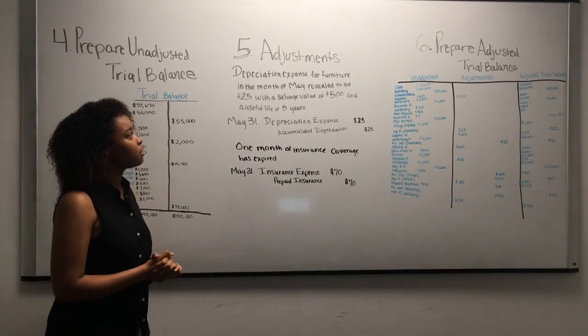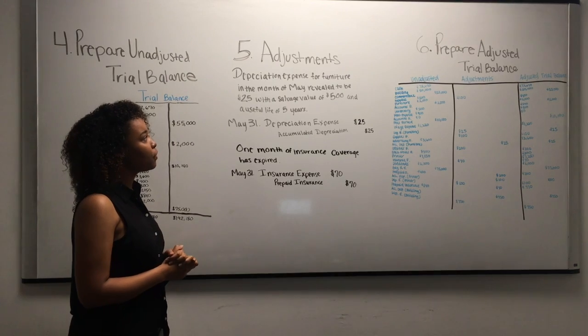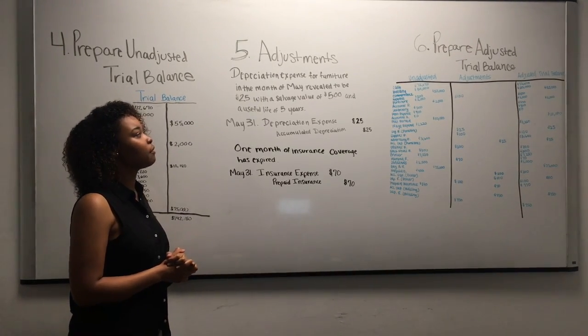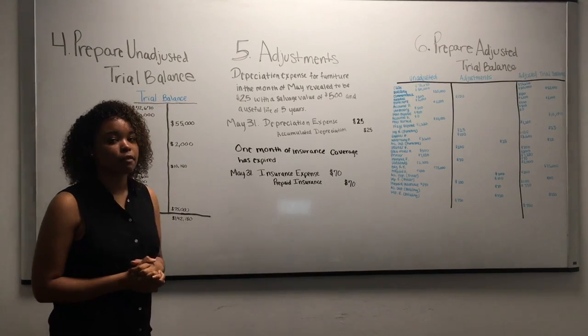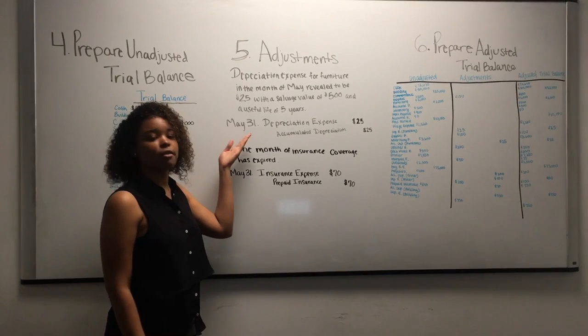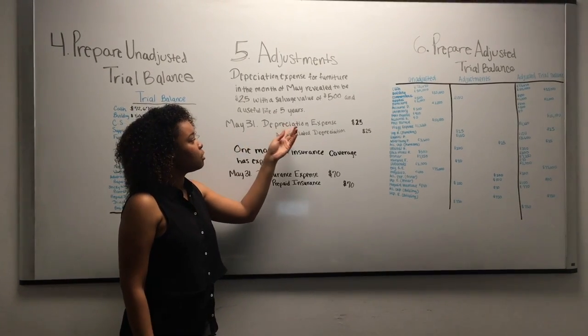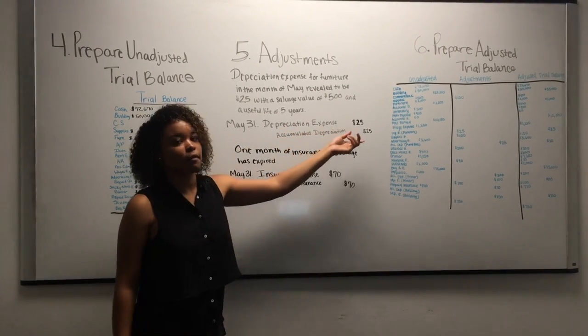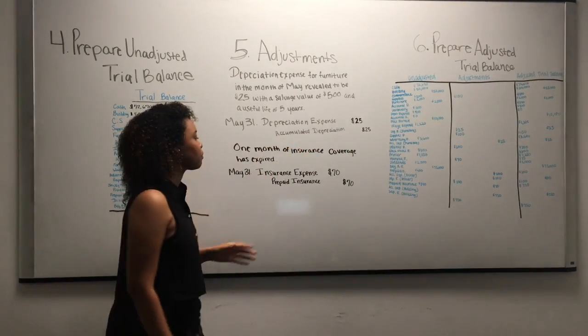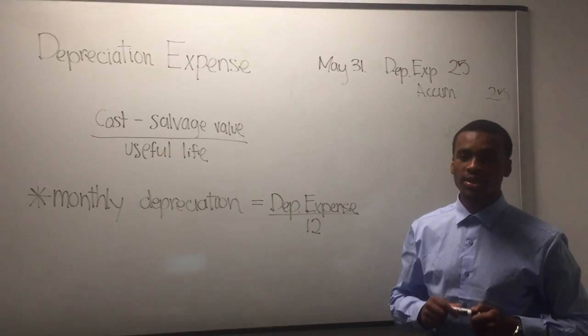The first example is depreciation expense for furniture in the month of May, revealed to be $25, with a salvage value of $500 and a useful life of 5 years. The first transaction that we had on May 31st, we debited depreciation expense for $25 and credited accumulated depreciation for $25. So we'll go into a little more detail about depreciation expense.